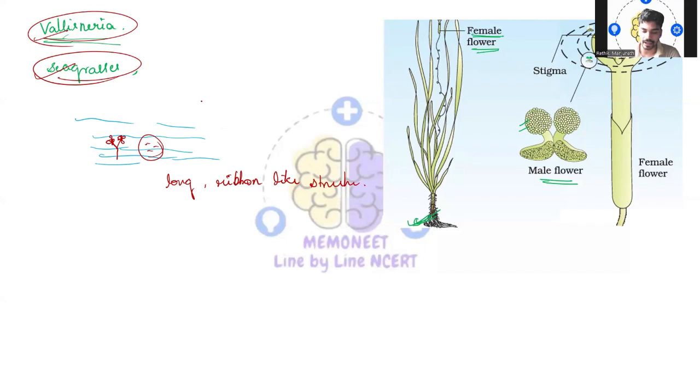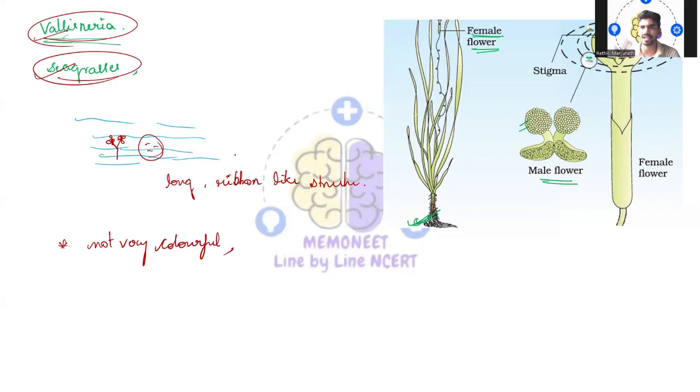Basically, in both wind as well as water pollination, flowers are not very colorful. In general, I'm talking not about pollination through biotic agents, that is insects or animals. I'm talking about general wind pollination as well as water pollination. Here the pollen grains which are produced are not very colorful.